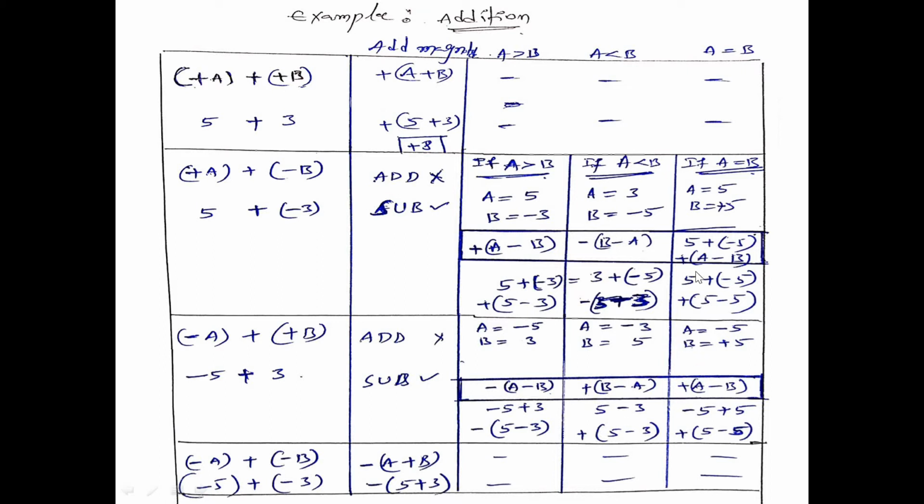Next one, third case, here a is equal to b. A is equal to minus 5, b is equal to plus 5. So a minus b operation is common for all cases. Minus 5 plus 5. So always we perform a minus b, the overall sign is positive. A minus b, that means 5 minus 5 equal to 0. 0 is always represented with a positive sign.